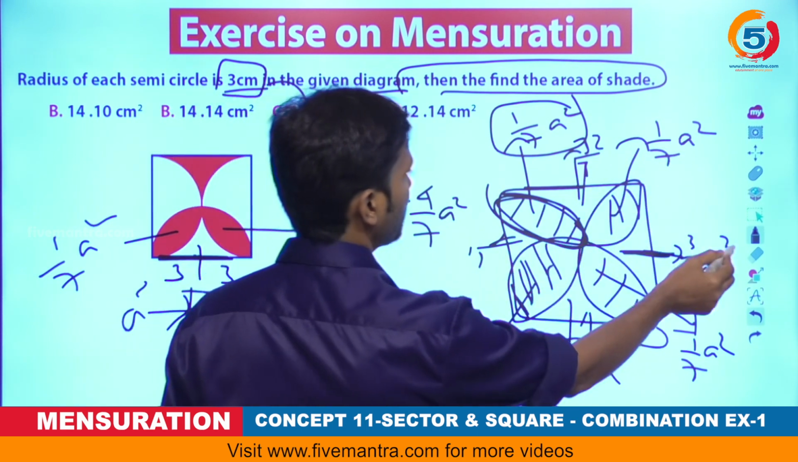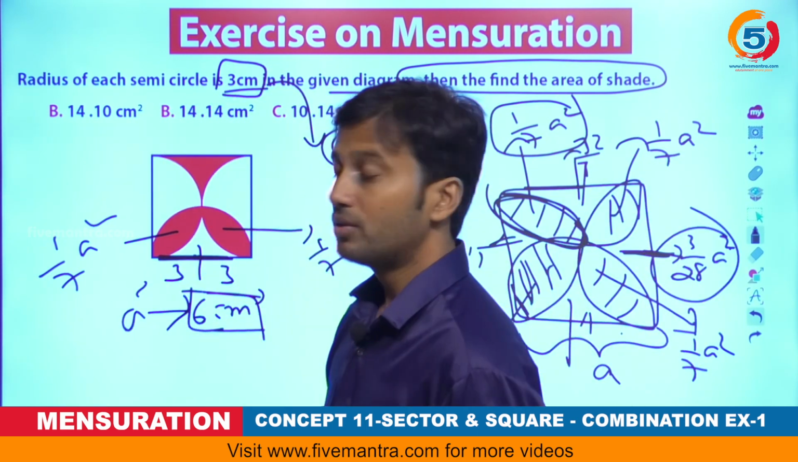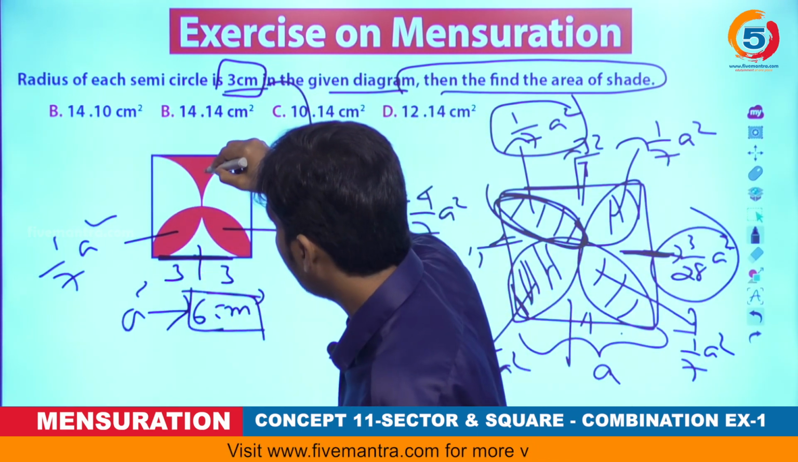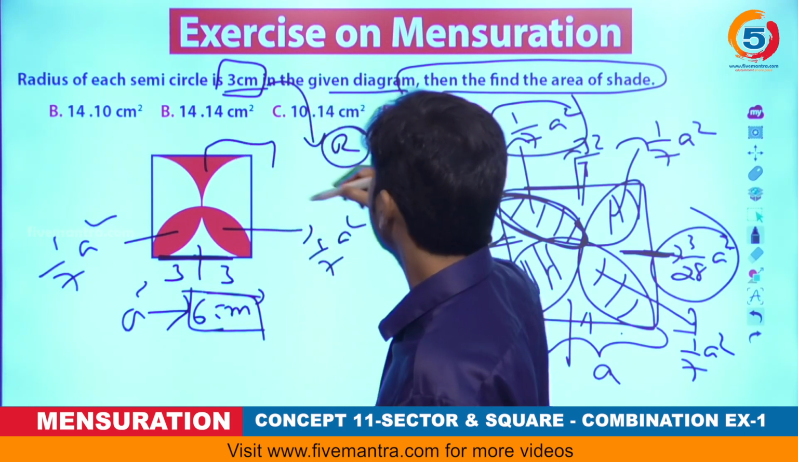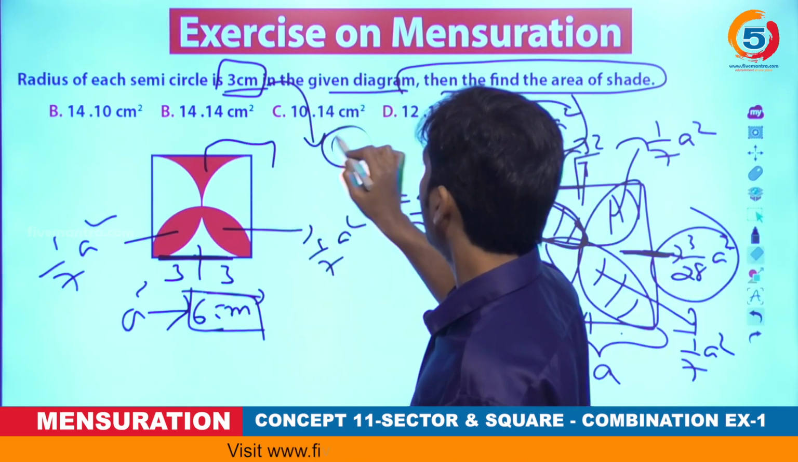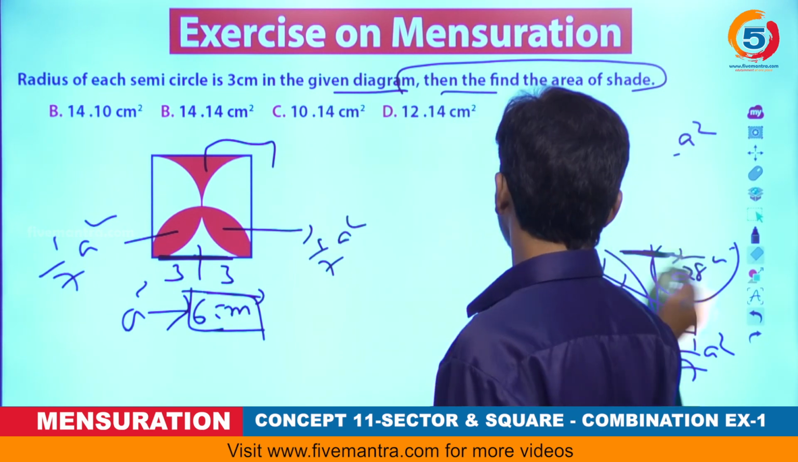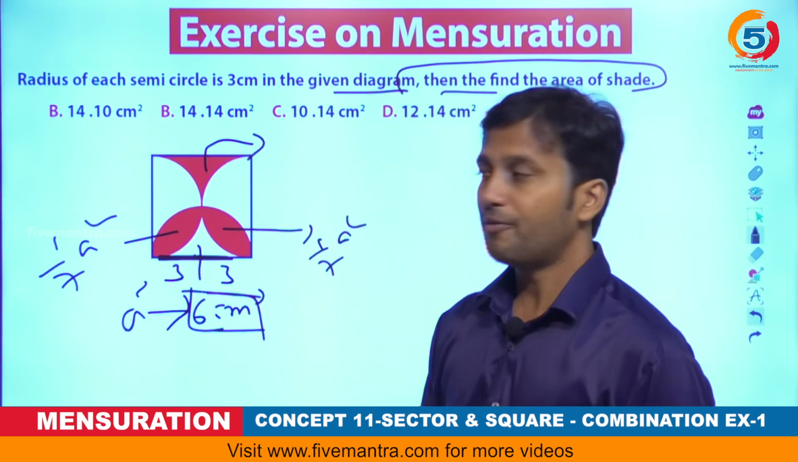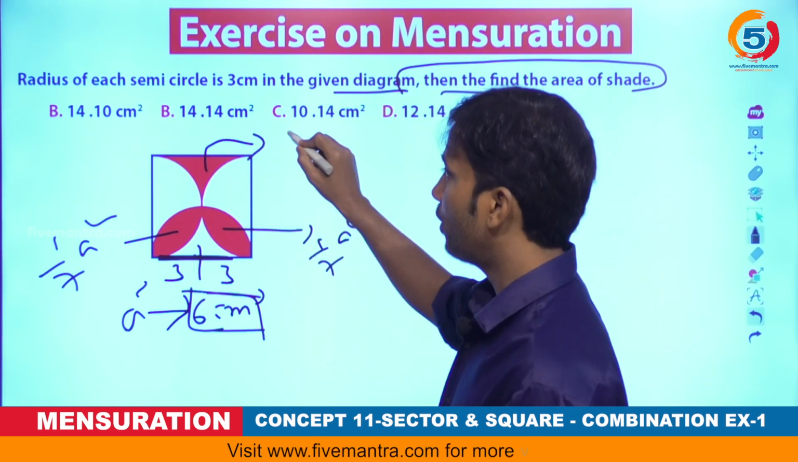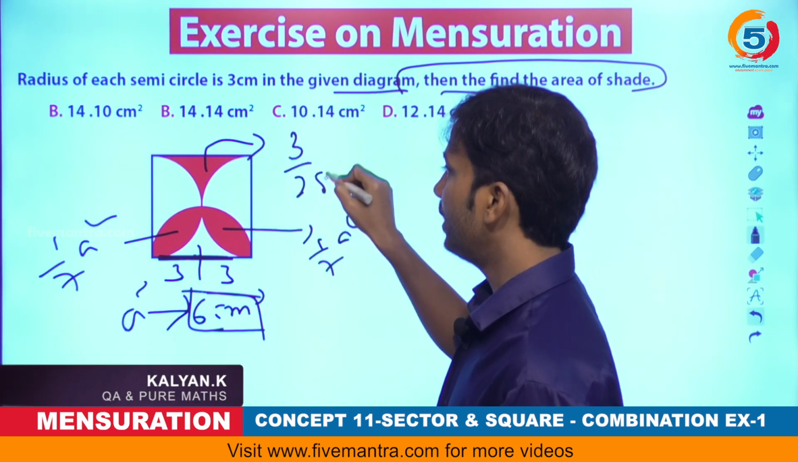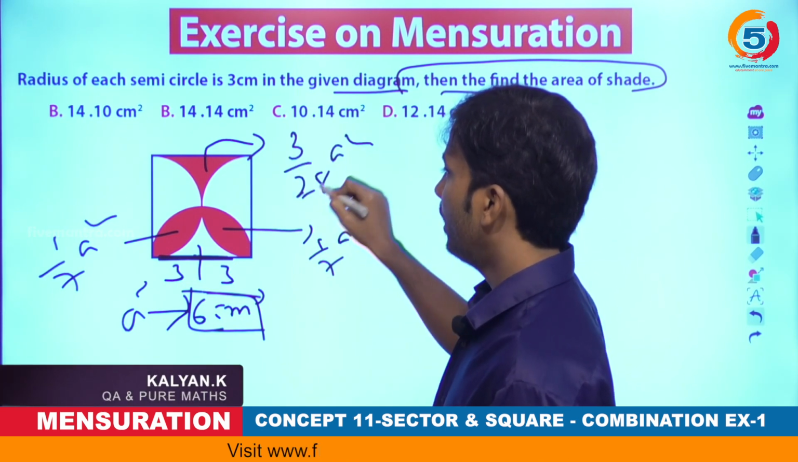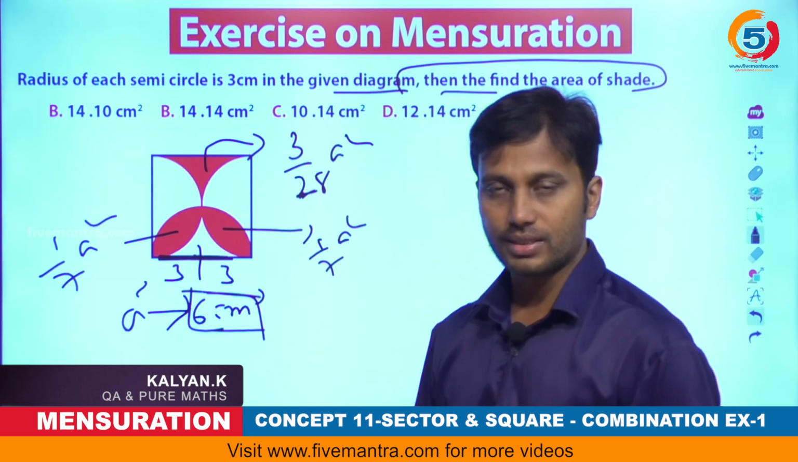Each gap area is how much? 3 by 28 a square, or not? So now this gap will occupy, okay, this gap will occupy... Now the red colored gap will occupy how much area? 3 by 28 a square, as per the previous analysis.